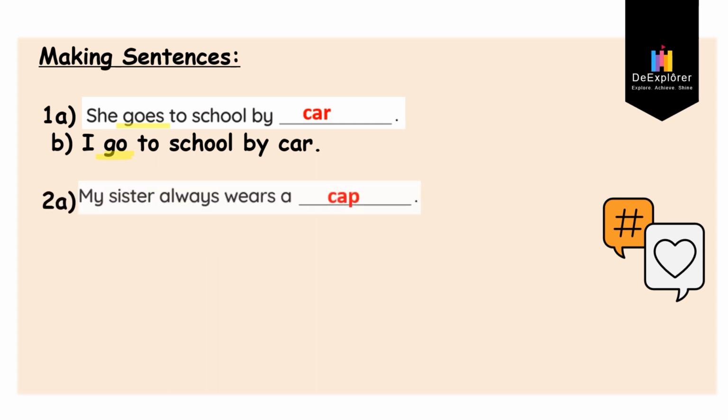So now number 2A. Number 2A, this sentence. My sister always wears a cap. 我的姐姐时常穿一顶帽子。Okay, so always wears a cap.